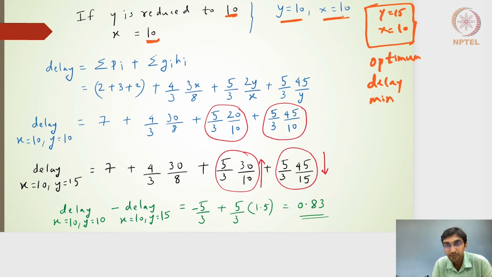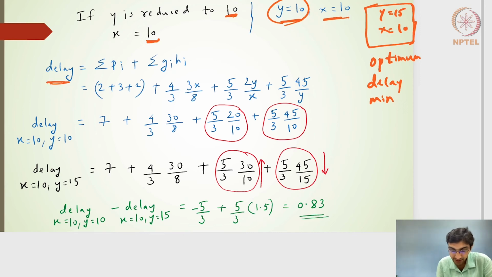With our claim, we are saying that Y equal to 15 and X equal to 10 is going to achieve the minimum delay. Right? So just to verify that our claim of optimum gate sizes is going to give me a minimum delay, I'm trying to verify it using different Y values, using different gate sizes. So let's try to calculate the delay from our expression of Pi and then the Gi Hi.